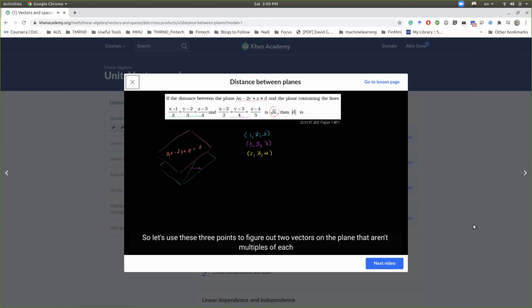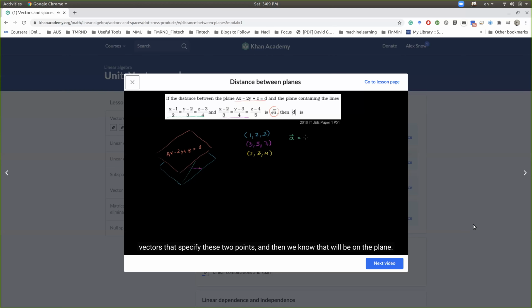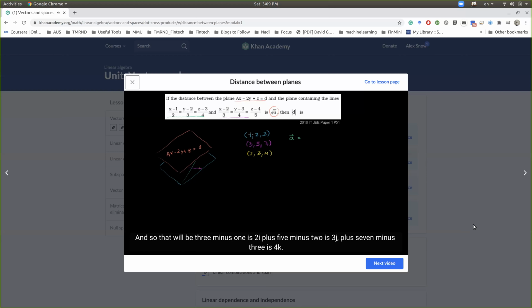So that's also sitting on the plane, and that sits on the magenta line right over there. So let's use these 3 points to figure out 2 vectors on the plane that aren't multiples of each other. Then we can take their cross product to actually figure out a normal vector to the blue plane. So let's say the first vector, A, that sits on this plane, is the difference in the position vectors that specify these 2 points. And we know that'll be on the plane.